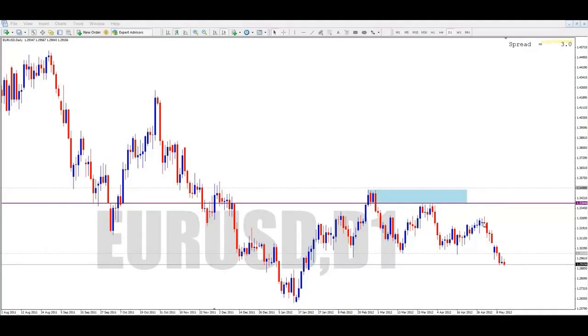be about compression. It's going to be about something else which is very important, which is rally-based drops and drop-based rallies at important decision levels. So we're going to be taking a look at this area over here. We're going to look into the compression of it. We're going to see what happens with price.